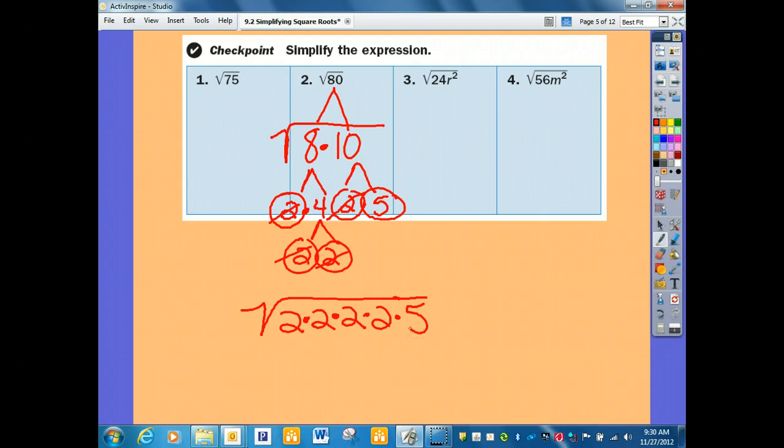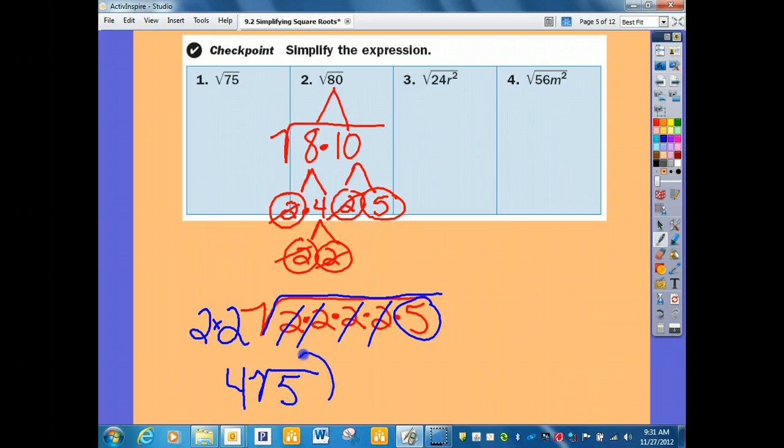Any doubles? I have a pair of 2s, so I bring out a 2. Oh, sweet. What's this? Another set of 2. So bring out another 2. So does that mean I have 22 out here? No. That means I have 2 times 2. Can I break anything else out of the radical jail? No. All right, so I still have my 5 left in radical jail because 5 hasn't been perfect. It has to stay. So 2 times 2 is? I have 4 times the square root of 5 is my answer.